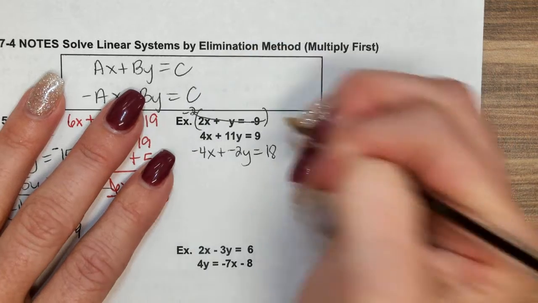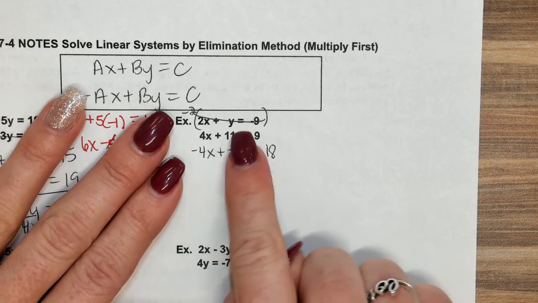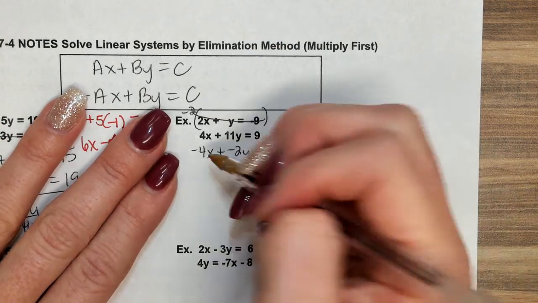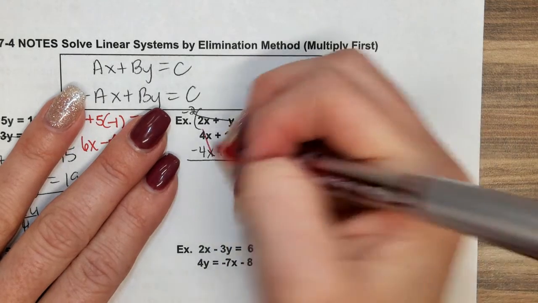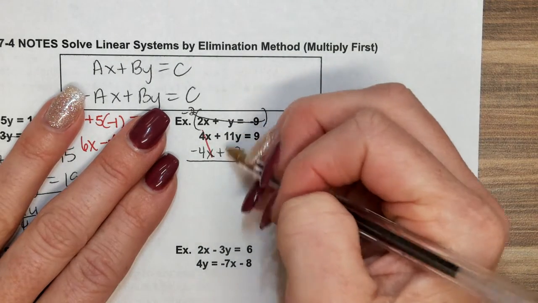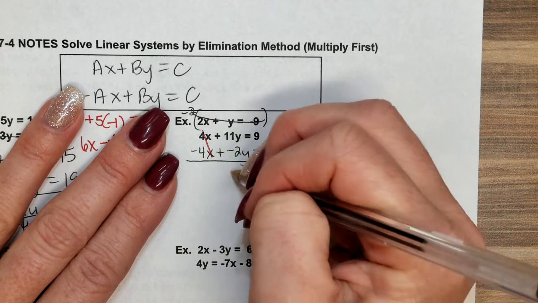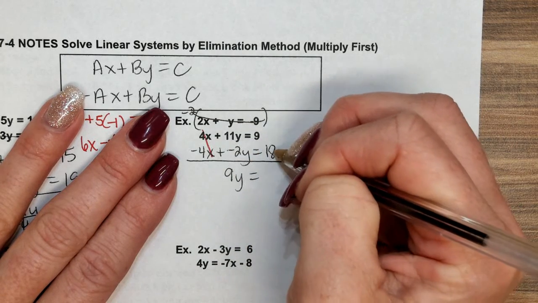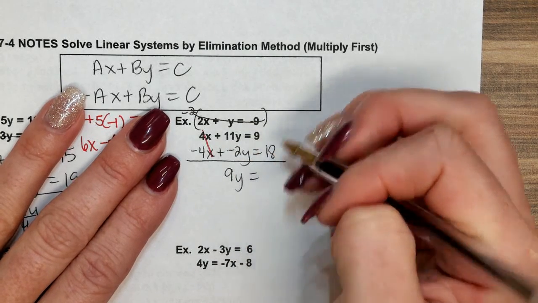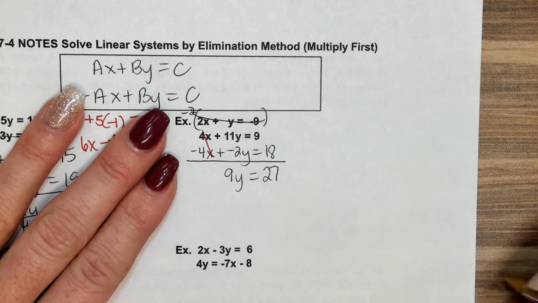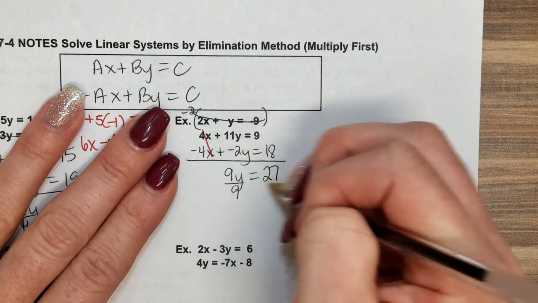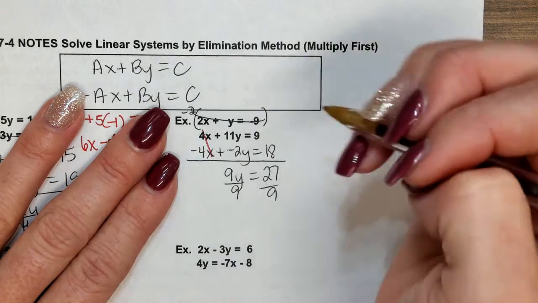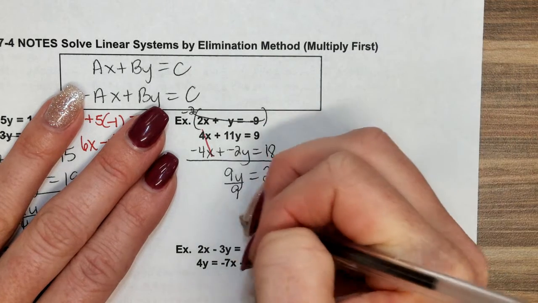Okay, so I did that. It's gone. Now I can combine these by process of elimination. So this is going to cancel out. I have 11 plus negative 2, which is 9y. And I have 9 plus 18, which is 27. I'm going to divide by 9. And y is 3. So I'll put that right here.